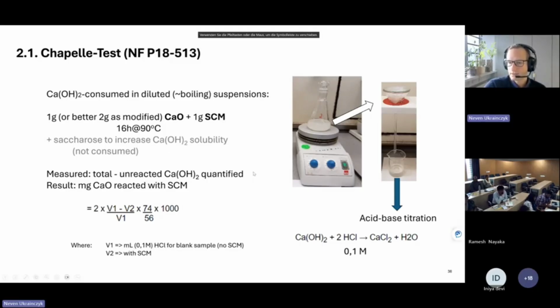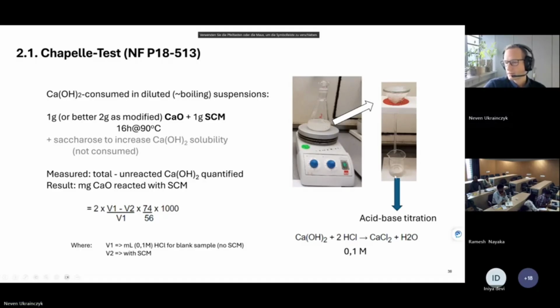And then you are measuring the amount of total minus unreacted portlandite. So basically you want to measure how much of the reacted portlandite, which is the total, the initial amount, minus the unreacted. And you can measure the unreacted portlandite by acid-base titration. So if you filter this, you can do acid-base titration, and then you can determine how much, because the pH is determined by the amount of portlandite.